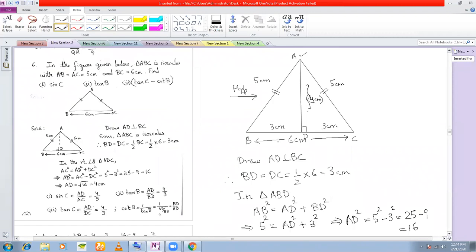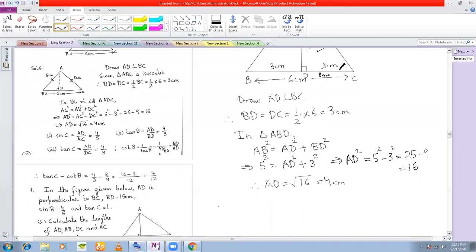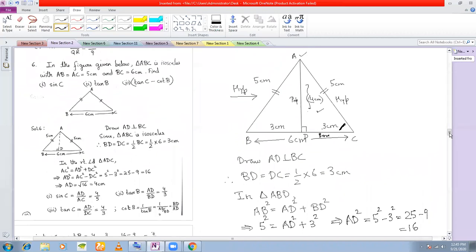Now we shall evaluate the various ratios. First ratio is sine C. So we are talking about this angle C. So we consider this right angle triangle. If I am considering this angle, that means this will become our perpendicular, this will become our base, and this remains our hypotenuse. So the first ratio we have to find is sine C.